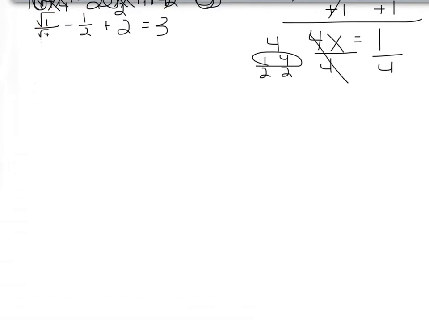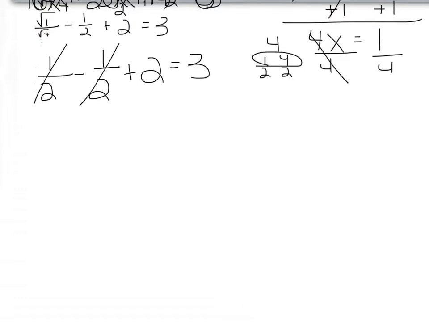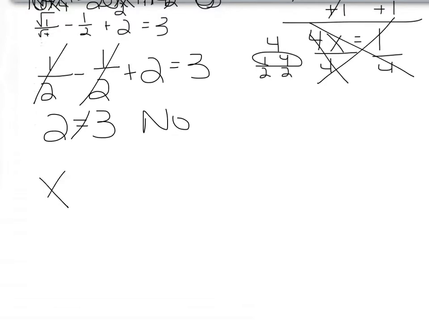Square root of 1 is 1. Square root of 4 is 2. So you have 1/2 minus 1/2 plus 2 equals 3. 1/2 minus 1/2 is just 0. Does 2 equal 3? Nope, it does not. So 1/4 is not a good answer. So our only answer is x equals 1.